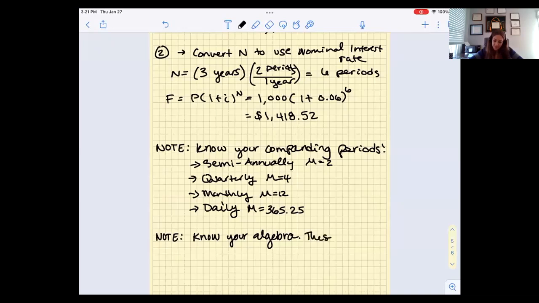These equations can all be rearranged to find other missing variables.